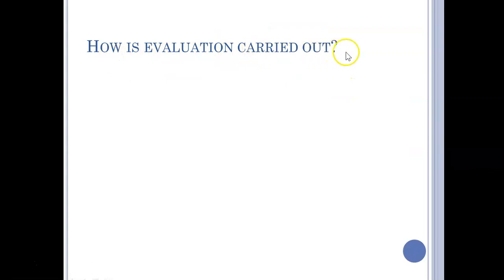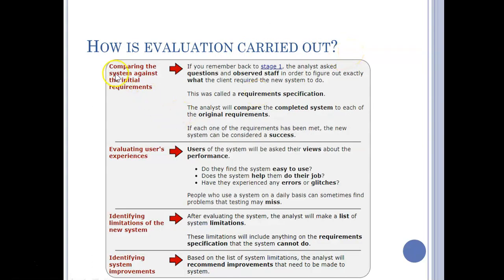How is evaluation carried out? First, comparing the system against the initial requirements. If you remember back to stage 1, the analysis stage, the analyst asked questions and observed staff in order to figure out exactly what the client required the new system to do. This is called a requirements specification. The analyst will compare the completed system to each of the original requirements. If each of the requirements has been met, the new system can be considered a success.